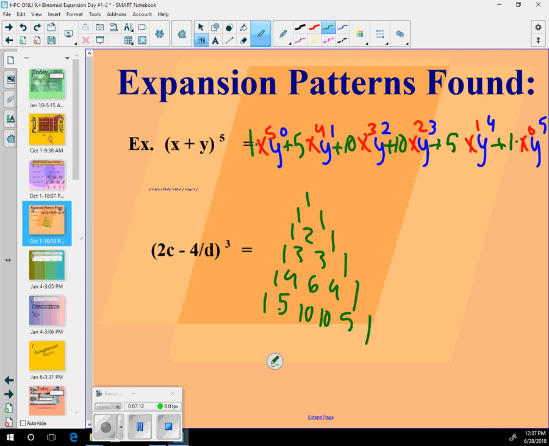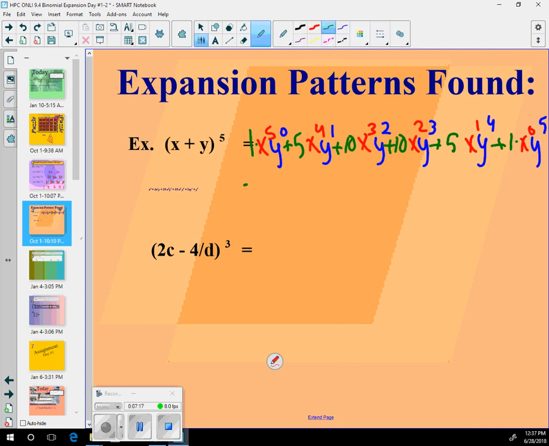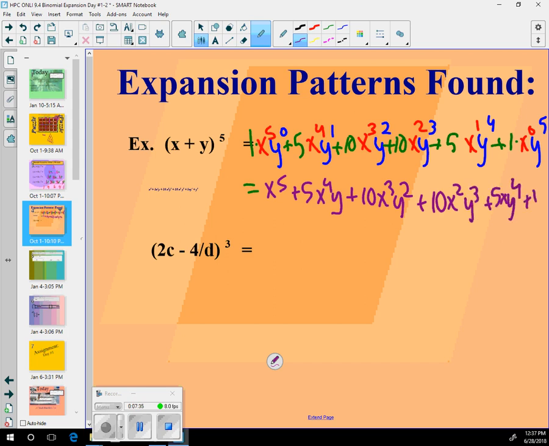And there's how you use Pascal's triangle to expand a binomial. This will be simplified to x to the fifth, 5x to the fourth y, plus 10x cubed y squared, plus 10x squared y cubed, plus 5xy to the fourth, plus y to the fifth. The simplification step is helpful. Well, that's easy if you have just x and y.